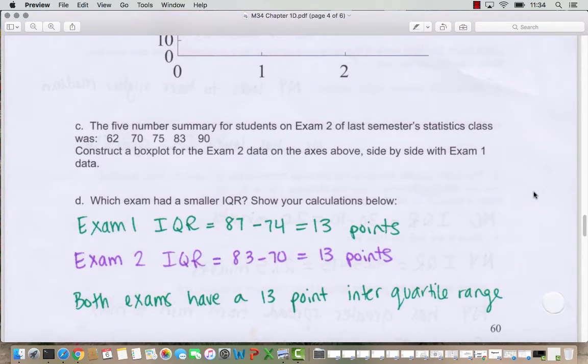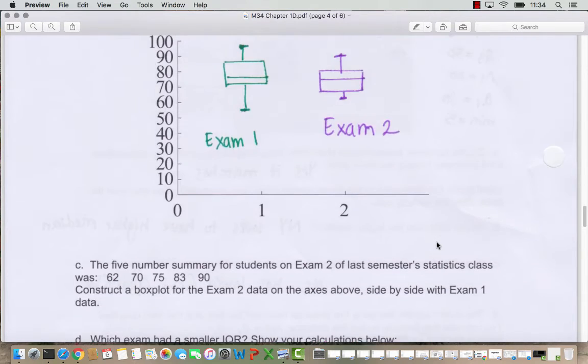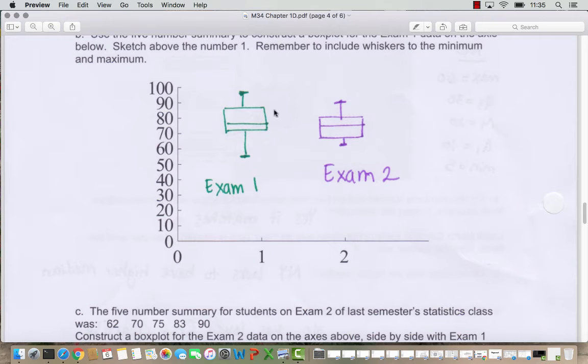So we want to compare the IQRs. If we calculate exam 1's IQR, that's Q3 minus Q1, or 87 minus 74. The IQR there is 13 points. For exam 2, Q3 was 83 and Q1 was 70. When we subtract, we get 13 points there for the IQR. So both exams have a 13-point interquartile range. If we go look at my less than perfect drawings here, it should be that the central boxes look like they're about the same distance apart.